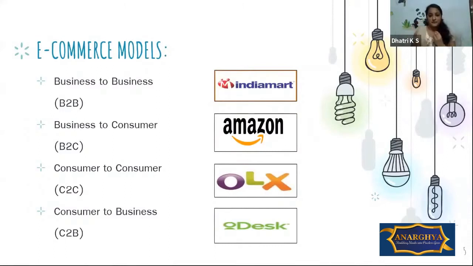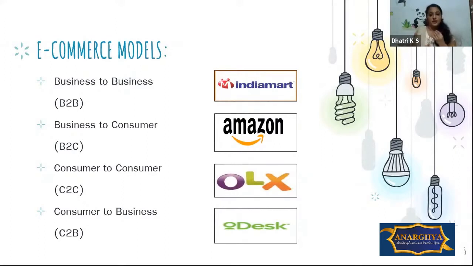This is the type of business model in which electronic supply of goods or services happens between two business entities or two companies. Some examples for this type of business model are IndiaMart or Walmart. The second type is business to consumer. This is one of the most famous types of business model, in which electronic supply of goods or services happens between a business and an end consumer. When you order something online, it is an example of business to consumer. Examples are Amazon, Flipkart, etc.